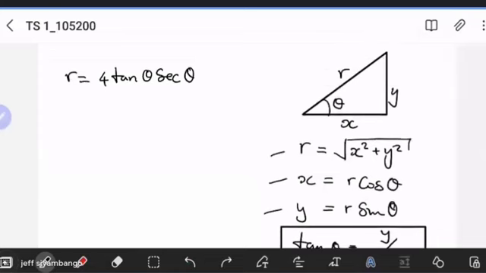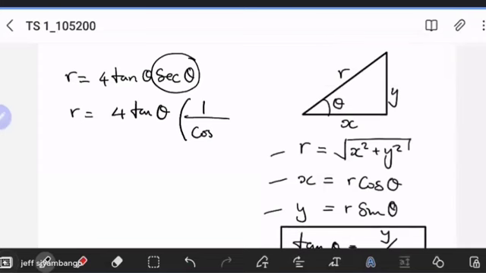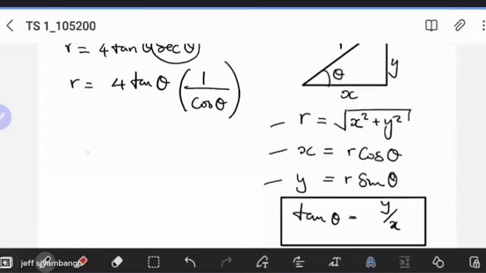So how are we going to work it out? Well, first I'll resolve the sec there. This becomes 4. I'll keep the tan exactly the way it is, but the sec becomes 1 over cos theta. From here, I can cross multiply that cos, so that now I have r cos theta equal to 4 tan theta.